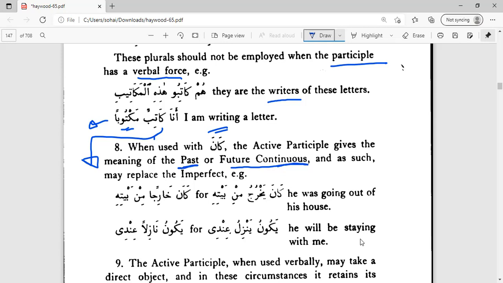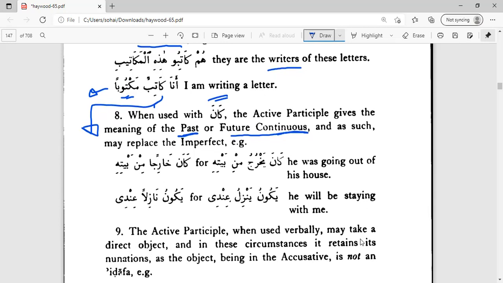Okay, so basically it's mentioning here he will be staying with me. He was. So you know when we mentioned previously, so basically if kana is used with active participles of the form fa'ilun, it can mean the past, or it can mean, you shouldn't say future continuous, it's a past continuous. So past continuous, we said, is when we're talking about the past, but at the time of the talking, the action was continuing.